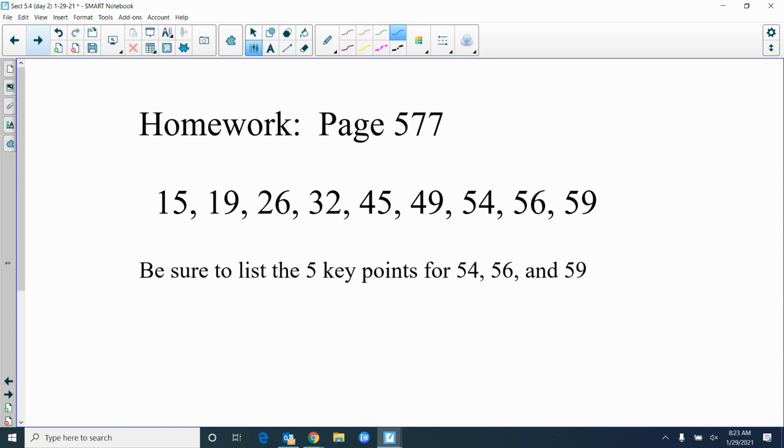All right, page 577. Problems 54, 56, and 59 are the ones where we did all the work. You can plug them into your calculator to check when you're done and to figure things out. I would recommend you do it on graph paper, but not require it.